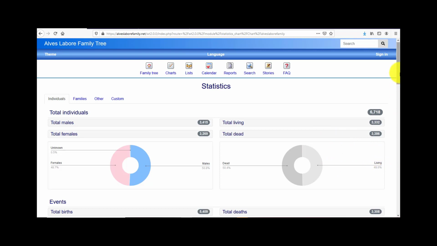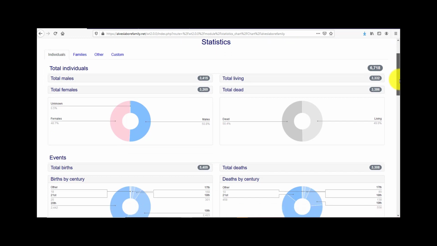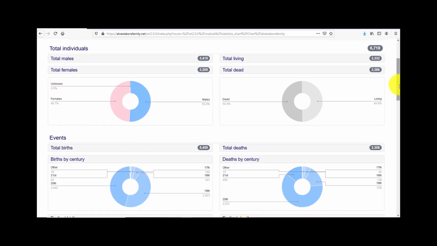We have more people dead than living in the tree. That sounds a little odd, but that's the way it is. Unknown, because of childbirth, we don't necessarily know what gender they were or what sex they were. That's the time of birth, so that means that's what the 0.5% is. So we know about total births and total deaths. It tells by century how many there were.